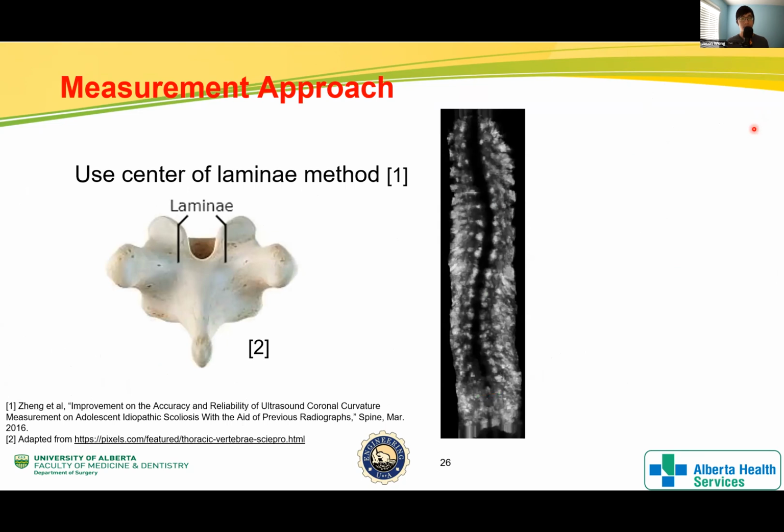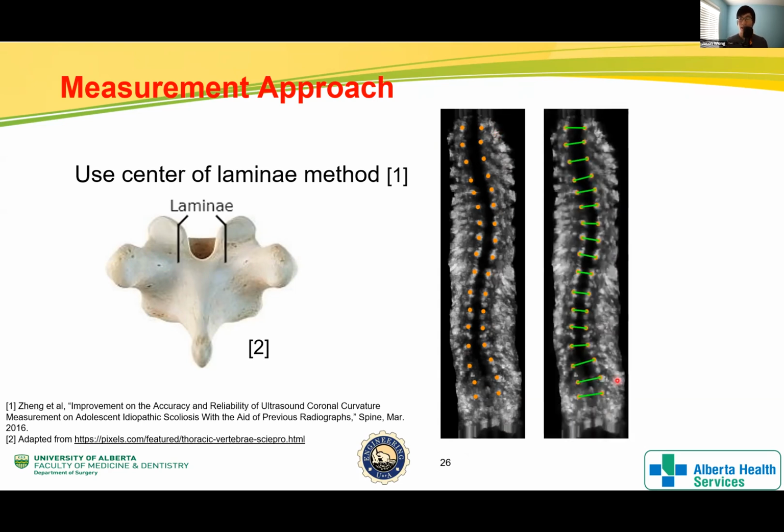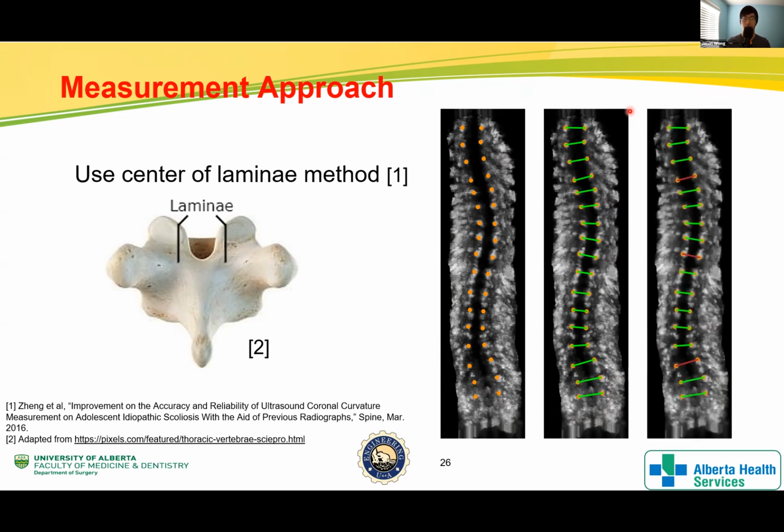But basically, our measurement approach consists of using the center of laminae method, essentially identifying these 2 points on the vertebra for each vertebra in the volume, and that consists of identifying these orange dots on the ultrasonograph here. Once we have the laminae, we can then pair them up according to which ones are on the same vertebra, and then take the steepest angles and measure the Cobb angle. And so really our method hinges on identifying these laminae, and that's what we use machine learning for.